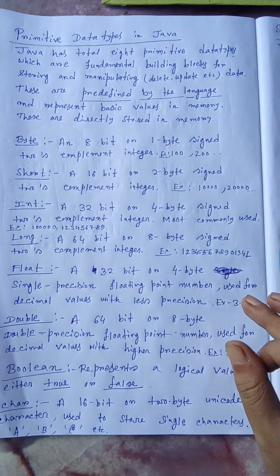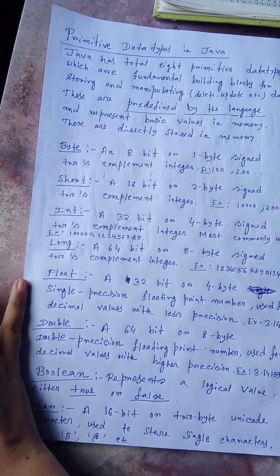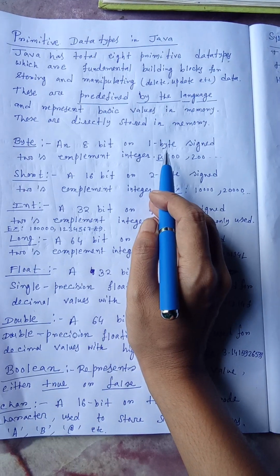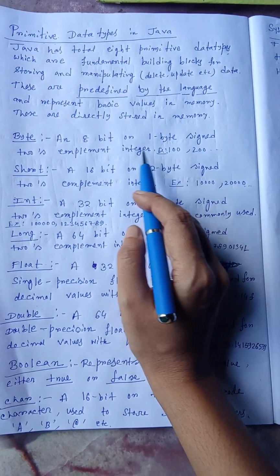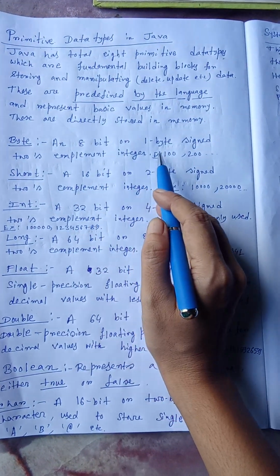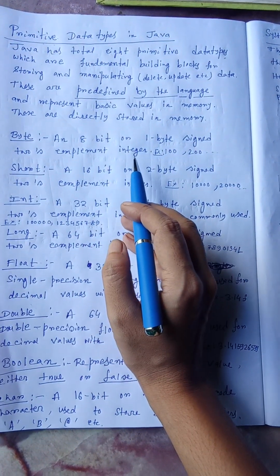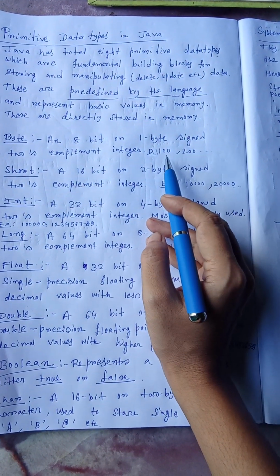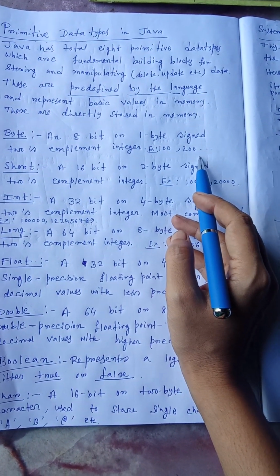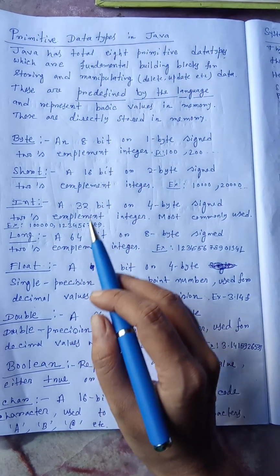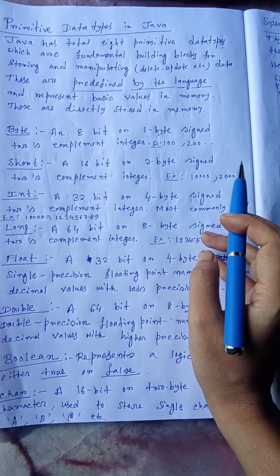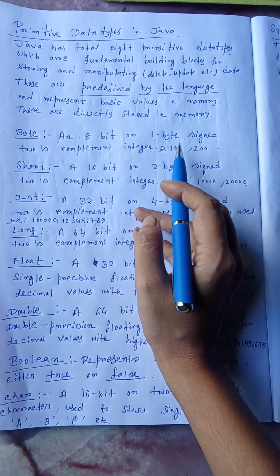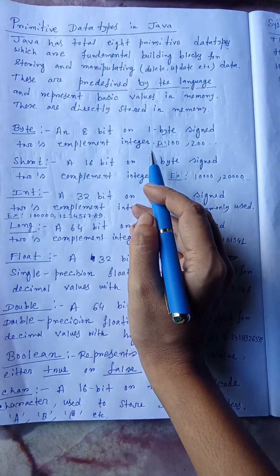Now let's come to those 8 types. First comes the numeric types. Byte is 8-bit, and 8-bit is equal to 1 byte. So we can store an 8-bit or 1 byte signed 2's complement integer using the byte data type. Examples are 100, 200 and so on. All these have ranges, which we will discuss in our upcoming lectures. For now, just learn that byte can store an 8-bit or 1 byte signed 2's complement integer.